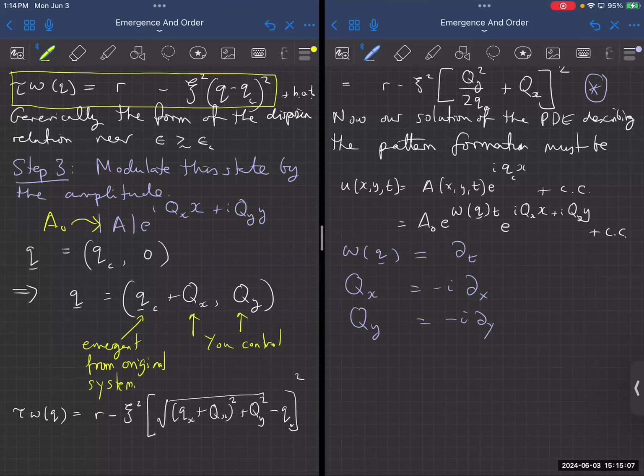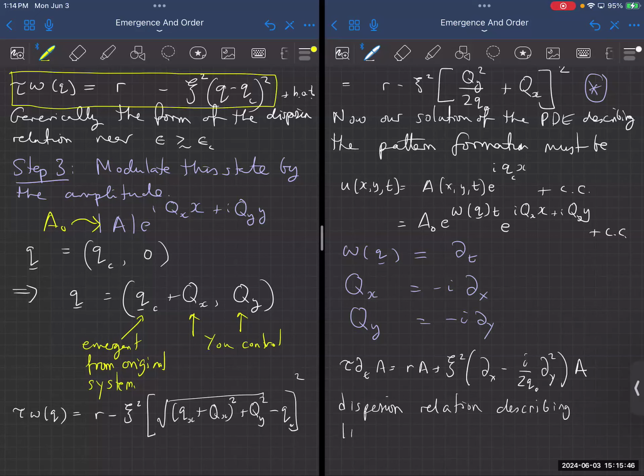So what I get then is an amazing result. So then I get that tau dA by dt is equal to R A plus psi squared d by dx minus i over 2 qc d y squared A. And so this is the dispersion relation which describes the linear behavior of the amplitude of this system near R is equal to 0.